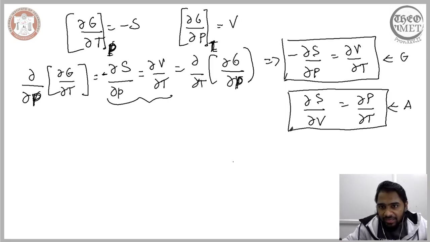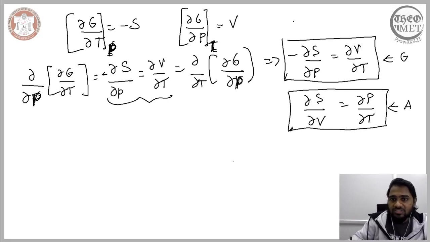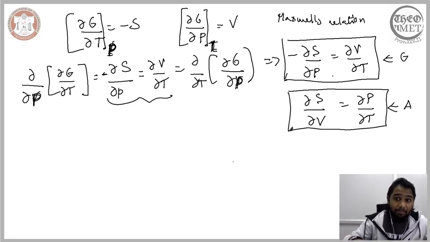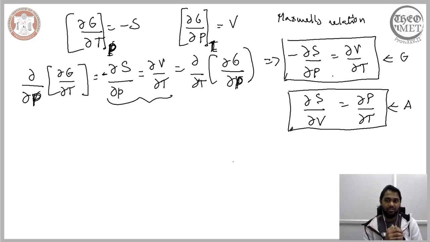So we are now in a position to relate change in the entropy with respect to change in the volume or change in the pressure. So change in entropy with respect to pressure can be related to volume and temperature. Change in entropy with respect to volume can be related to pressure and temperature. So these relations are possible through the Maxwell's relation. This ability for us to replace the change in the entropy with more easily accessible variables has been possible through Maxwell relation.